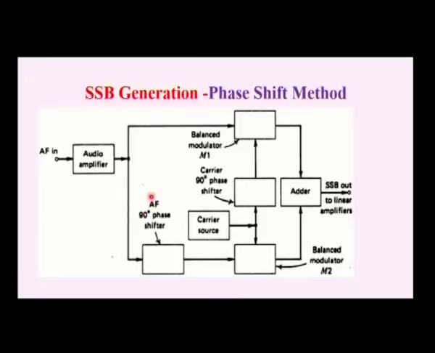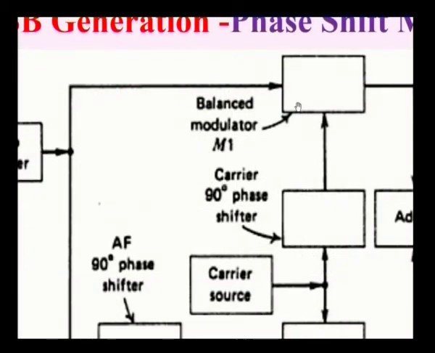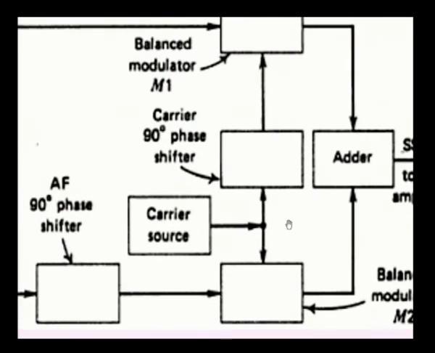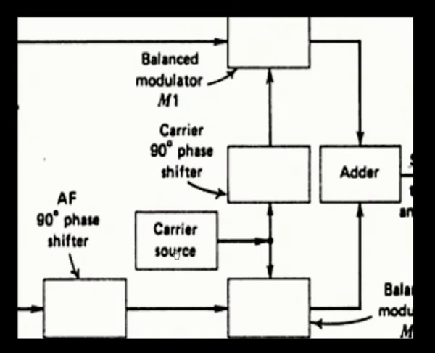And the next one, we are going to generate the same single sideband using another method called the phase shift method. This is the block diagram of the single sideband generation using the phase shift method. We have 2 balanced modulators, balanced modulator 1 and balanced modulator 2, and what inputs do we require for the balanced modulators? One is the carrier and another one is the message signal. Here this is the carrier for both the modulators M1 and M2. But the carrier is directly applied to balanced modulator 2, whereas the same carrier is shifted in phase by 90 degrees and then applied to balanced modulator 1.